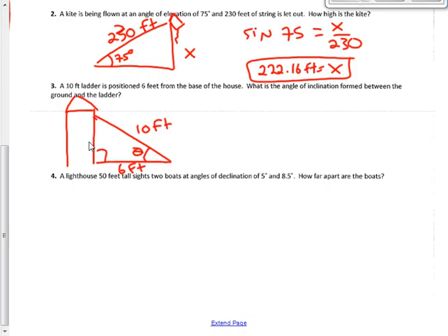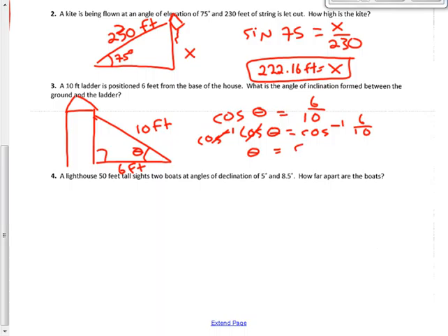Things that we have from this angle, we have the adjacent side and we have the hypotenuse. So that reminds me of cosine. So cosine of theta is equal to adjacent over hypotenuse. In order to get rid of the cosine, I need to do the cosine inverse of both sides. Cosines are going to cancel out with the inverse on the left. And then I do cosine inverse of 6 divided by 10, which gives me 53.13 degrees for my angle of inclination.